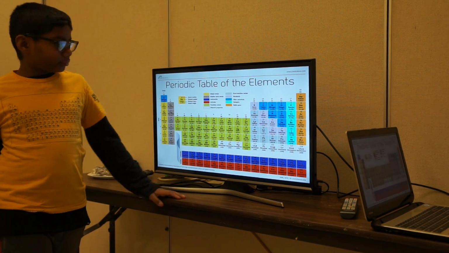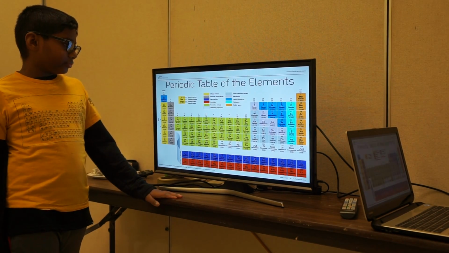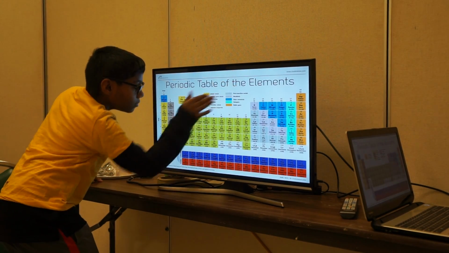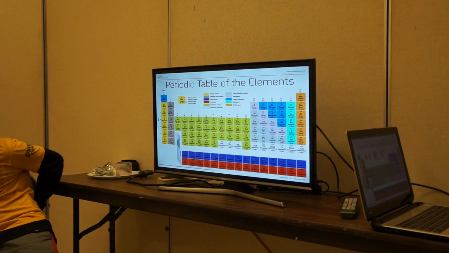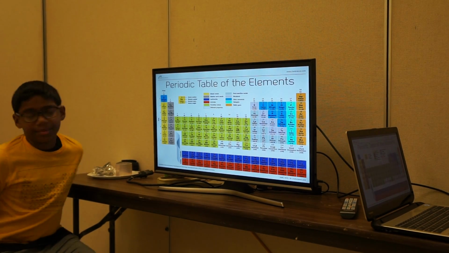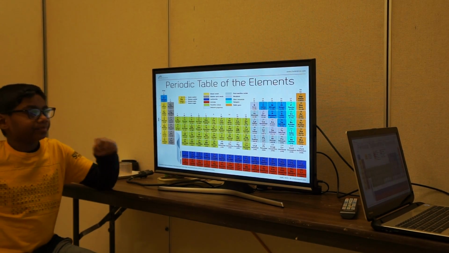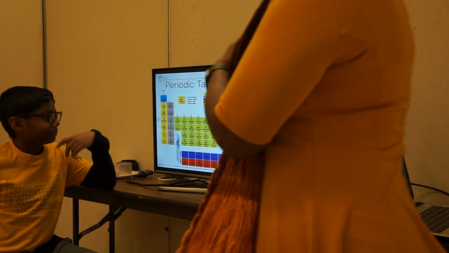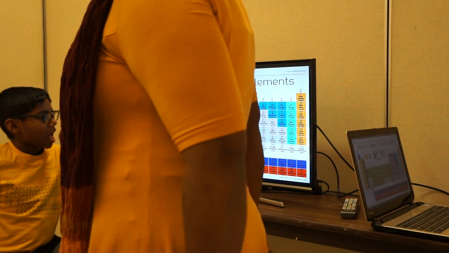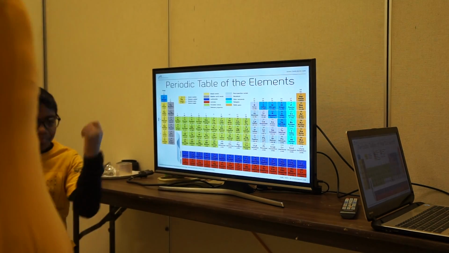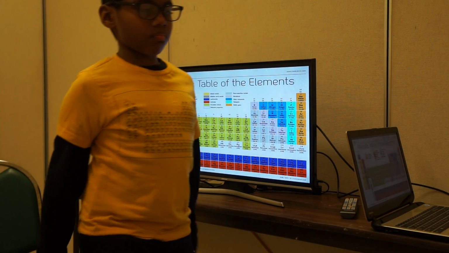Guys, focus. So you see the periodic table. What do you think the colors represent? The metals, yeah, the metals and non-metals. The periodic table is grouped based on the properties of the elements, right? Metals and non-metals. But there's one other type, the metalloid.